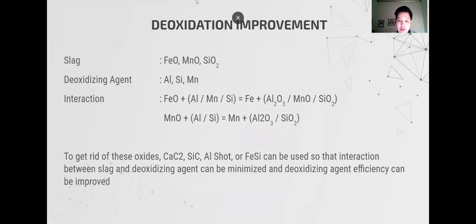Now, as we know, slag contains oxides such as ferrous oxide, mangan oxide, and silicon oxide. When these oxides interact with the oxidizing agent, they will react and therefore reduce the effectivity of the oxidizing agent, since the oxidizing agent did not react with the oxygen in metal. Therefore, we need to get rid of these oxides by using agents such as calcium carbide, silicon carbide, aluminum shot, or ferrosilicon. Next.